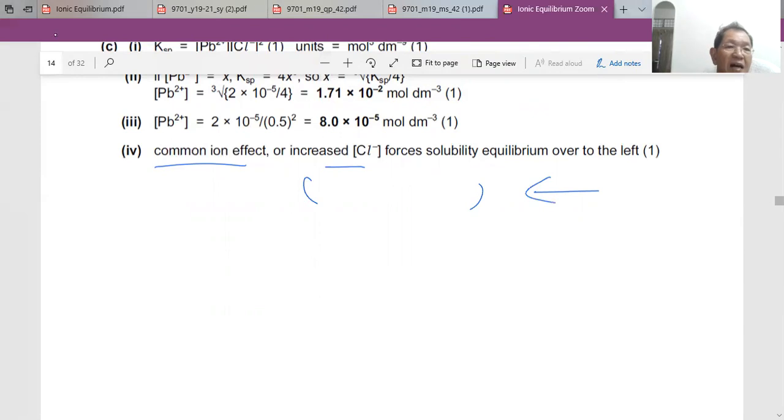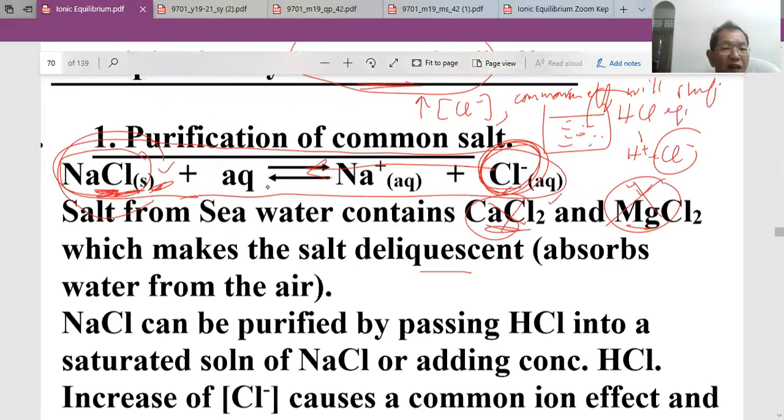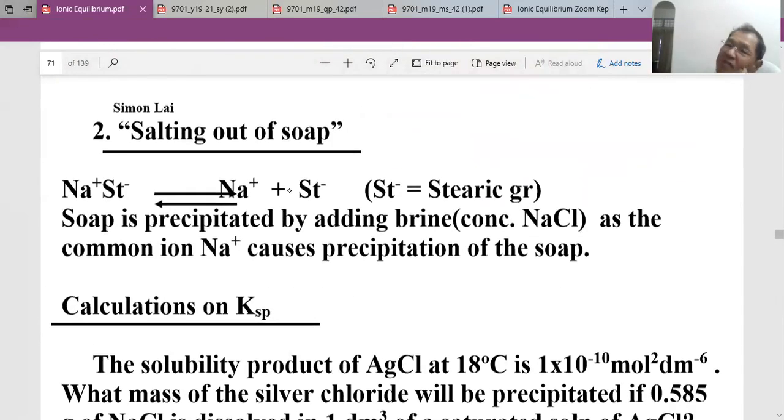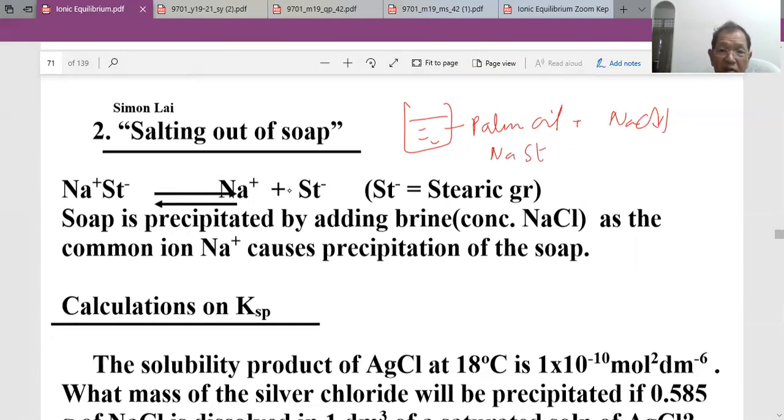So of course, this is to purify your common salt so that it won't become wet. Soap: remember in Form 5, you learned how to make soap? Sodium stearate. You boil your palm oil with sodium hydroxide, and you form your sodium stearate, which is a salt. It's soluble. So how do you shift it backwards? You put salt inside here. It's called salting out of soap. Put sodium chloride here, you increase the concentration of Na plus, and the equilibrium will shift backwards due to the common ion effect.